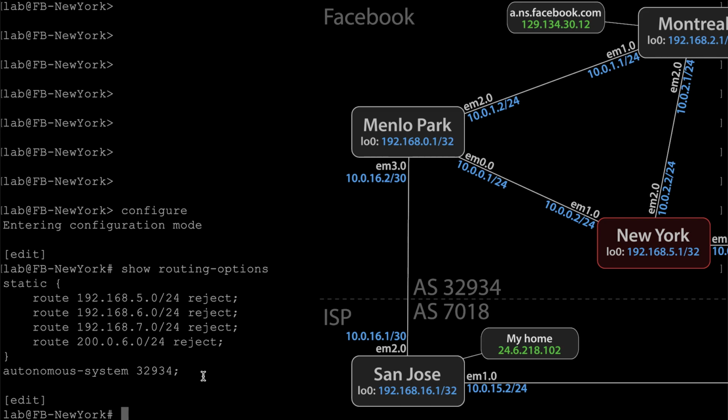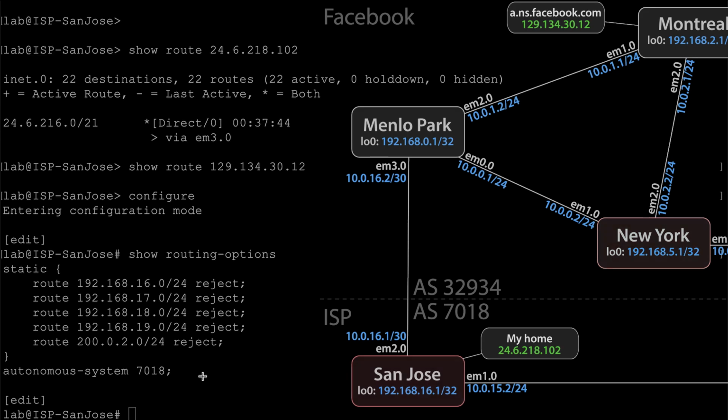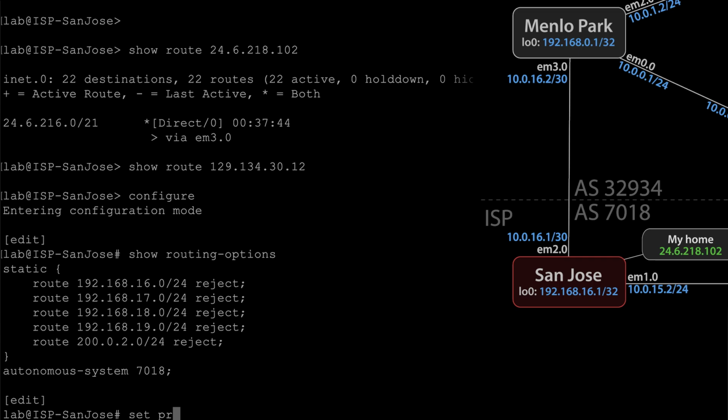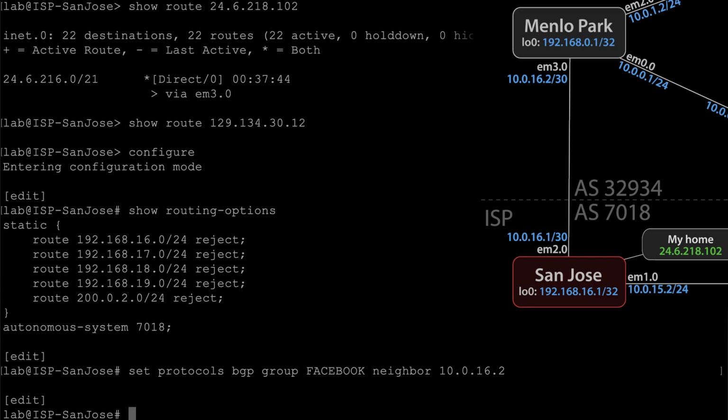So to set up the peering between Facebook and this ISP, I'll start on the ISP side. To set up that peering, I'll configure a new BGP neighbor. And that neighbor is going to have an address of 10.0.16.2, which is the other side of that link to Facebook.